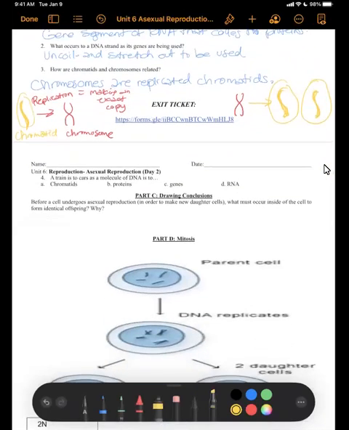Now, number 4, a train is to cars as a molecule of DNA is to what? So we know that a train is larger than the train cars that actually compose it. So that means that a molecule of DNA is composed of genes, which is what we spoke about before. So genes would be your best bet. Genes make up DNA, as do cars of a train make up the train.